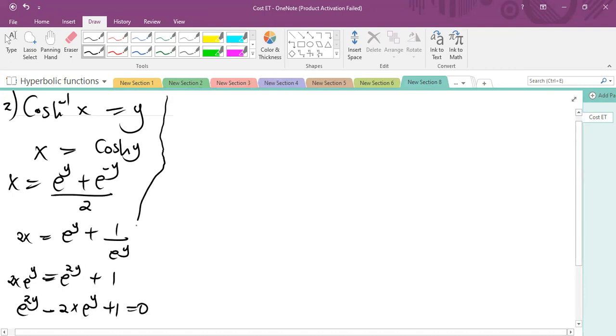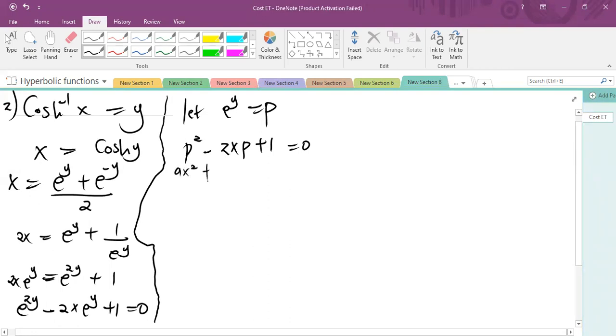Then let's replace exponential y with p. So this forms a quadratic equation with our values over. So let's first of all write it as let exponential y be equal to some p. So the first term there will give us p squared minus 2xp plus 1 is equal to 0. So if you write a general quadratic equation besides it here, so that we're able to identify the coefficients. So the coefficients here, we have a is 1, the coefficient b, the coefficient of p, will be minus 2x, and c is equal to 1.